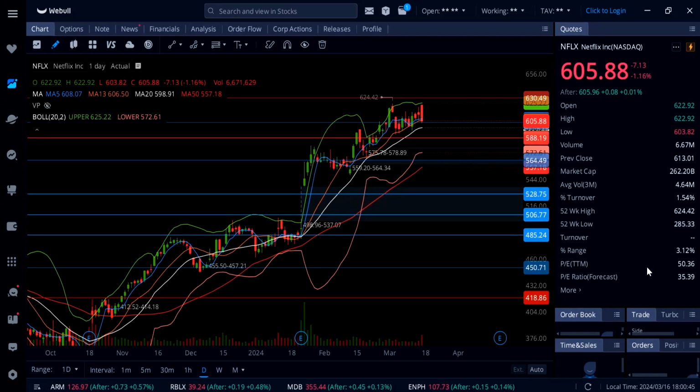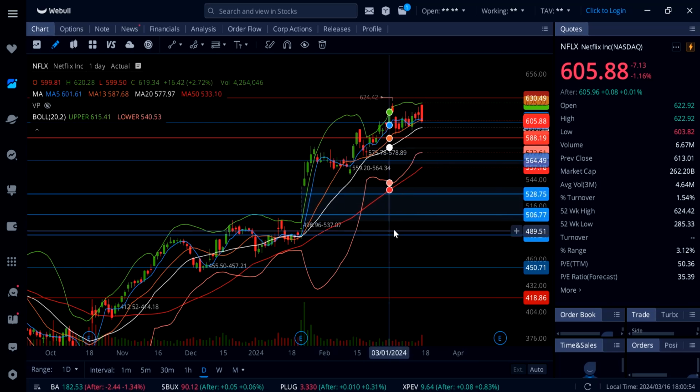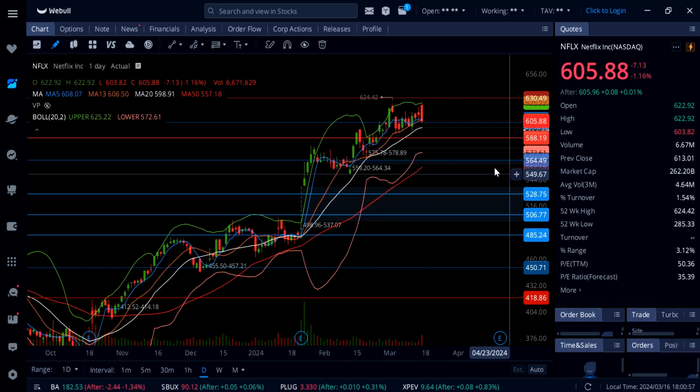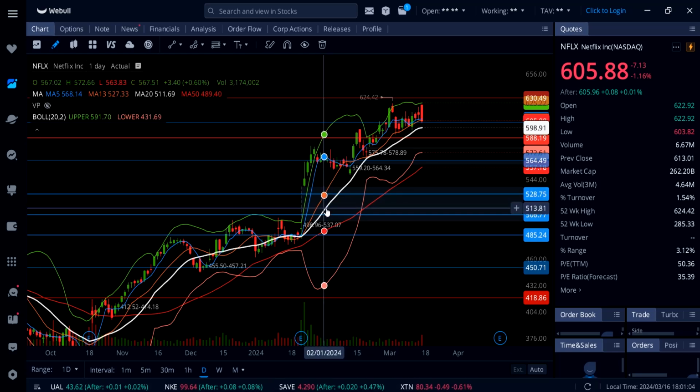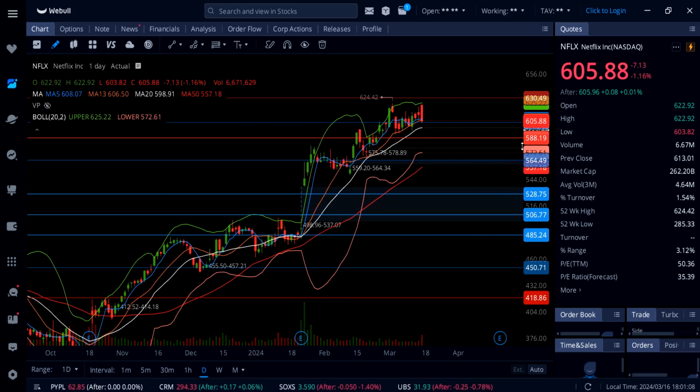So Netflix is going down 1.16%, and now we do have critical support at 604, which was holding on Friday, went back up, and is now trading at 605.88. So critical support is right down here, 604, and below that we also have support around 598.91, the rising 20-day moving average, and then 588 all the way down to this gap, 575.78.